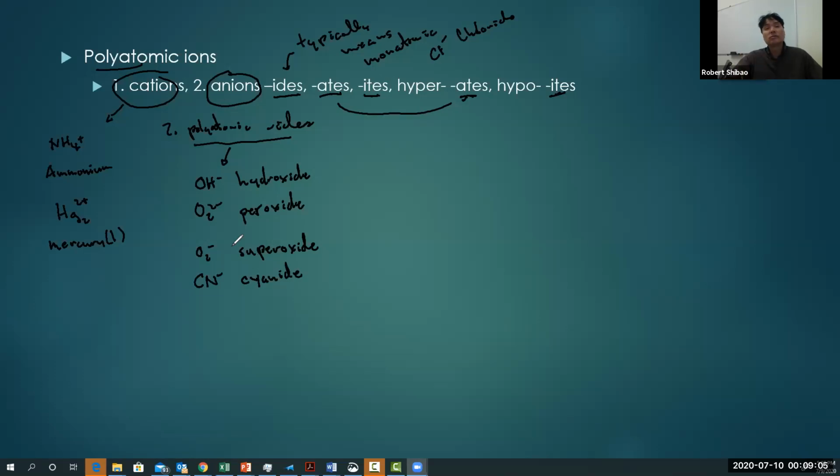I think that most of the rest are monatomic, so we're okay. Next, let's look at the polyatomic ions. If we look at the polyatomic ions, then there are two kinds. We look at the ones based on the periodic table.